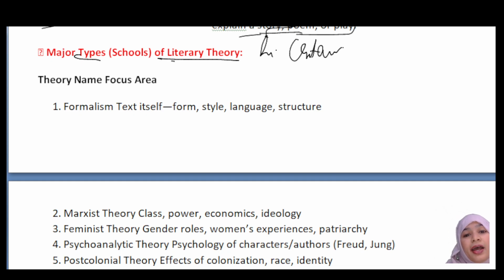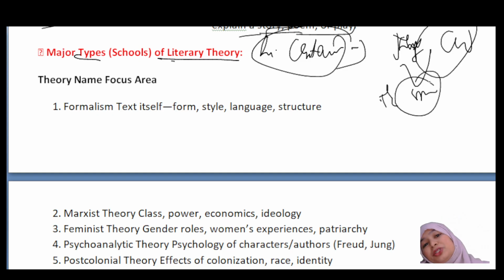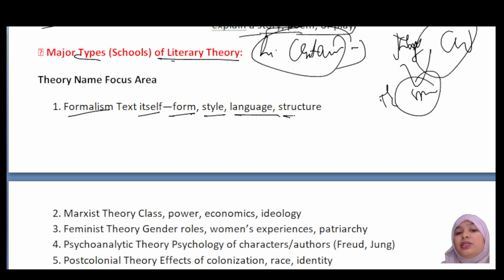Yesterday I had a class on types of criticism. Here we can see that the types of literary theory and criticism are almost the same, but the interpretation of each term is different. Got my point? Fine. Formalism: text itself, form, style, language, structure.